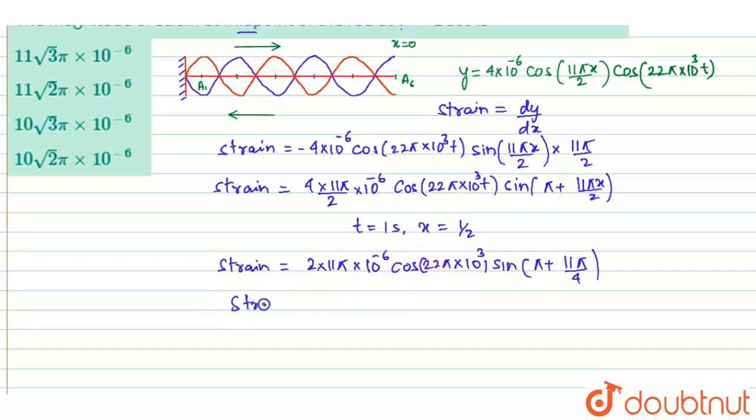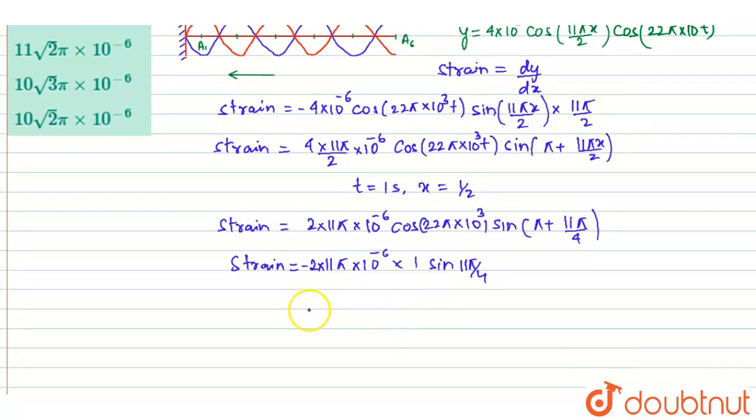So you can write the strain at the midpoint as 2 into 11 pi into 10 raised to the power minus 6 into 1, and here we will have sine of pi plus pi by 4, which is minus sine 11 pi by 4. Now when you put the value, you are going to get 11 root 2 into 10 raised to the power minus 6. Now there will be a pi also. So this will be the final answer.